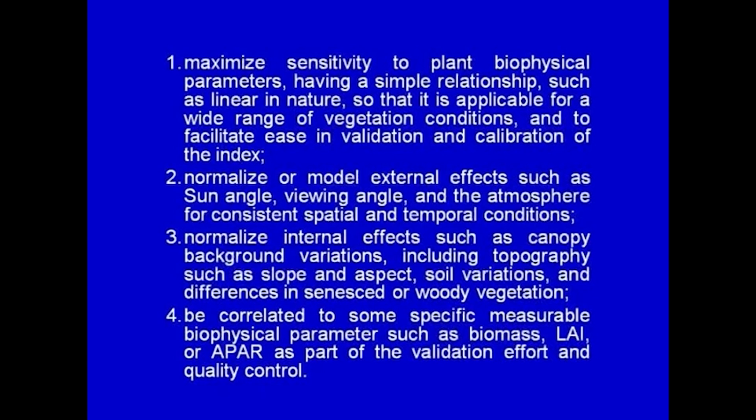Vegetation indices tend to normalize the internal effects such as canopy background variations, including topography such as slope and aspect, soil variations and differences in senescence or woody vegetation. It can be correlated to some specific measurable biophysical parameter such as biomass, LAI or APAR as part of the validation effort and quality control.